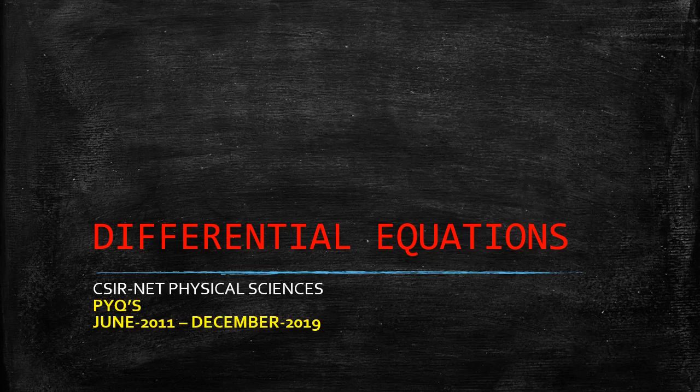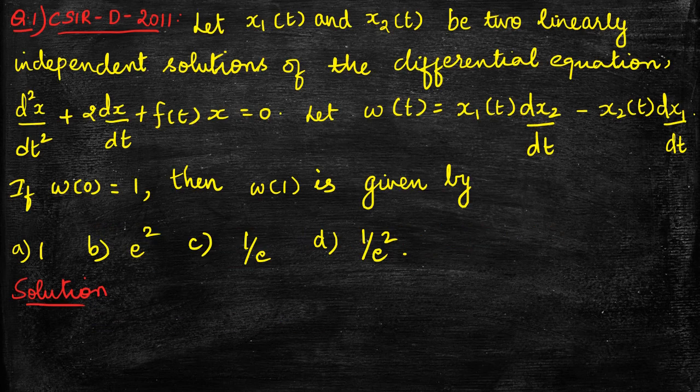Okay, so let us start our first question, which is from December 2011, and here we have x1 of t and x2 of t to be the two linearly independent solutions of the differential equation given. So we know that on solving a second order differential equation, we will get two solutions. Those two solutions are linearly independent as given in the question, and they are denoted as x1 of t and x2 of t. And then they have given w of t is equal to x1 of t dx2 by dt minus x2 of t dx1 by dt.